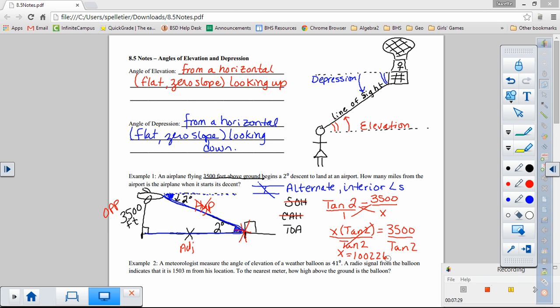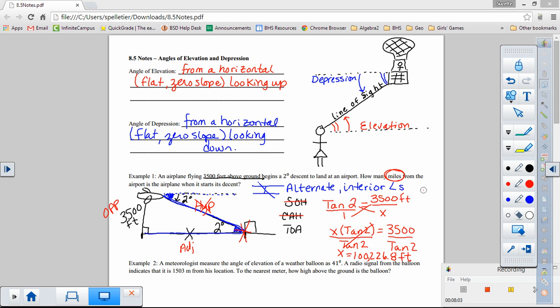And it's asking you what the distance is away from the airport, but it wants to know in miles. And we just got the answer in feet because remember 3,500 is in feet. So we're talking feet here. So we have 100,226.8 feet, but I need to know how many that is in miles. So we have to do a conversion here, which is going to be a little tricky.